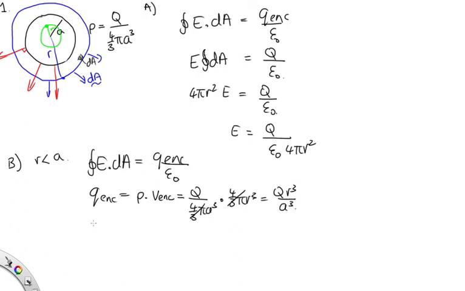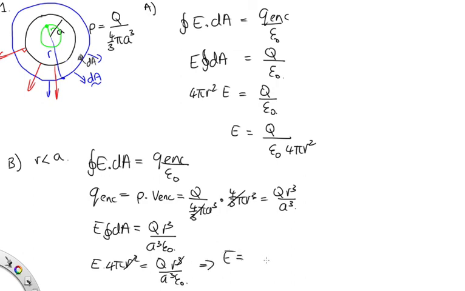So substituting this in, we can pull our electric field out the front because it's constant over this entire surface. So we've got E dA is equal to Q r cubed over a cubed epsilon naught, and when we sum up all the contributions to that surface, we end up with E times 4 pi r squared is equal to Q r cubed over a cubed epsilon naught. This will cancel, giving us that the electric field is equal to Q r over 4 pi a cubed epsilon naught. So that's our answer to B.